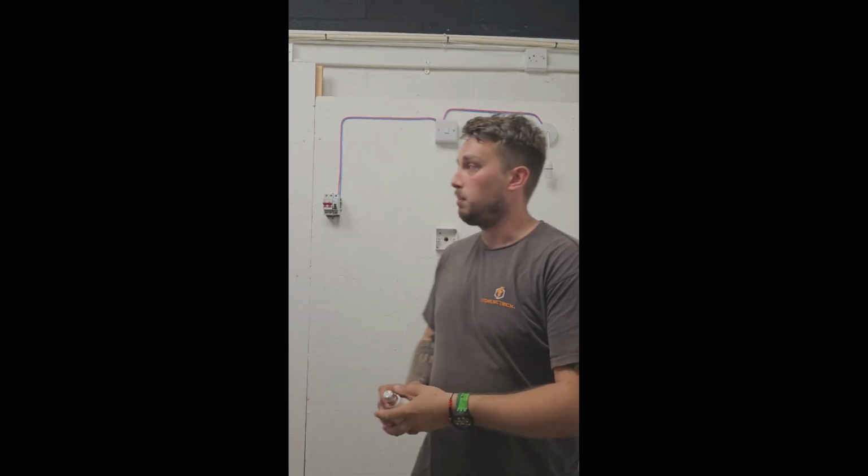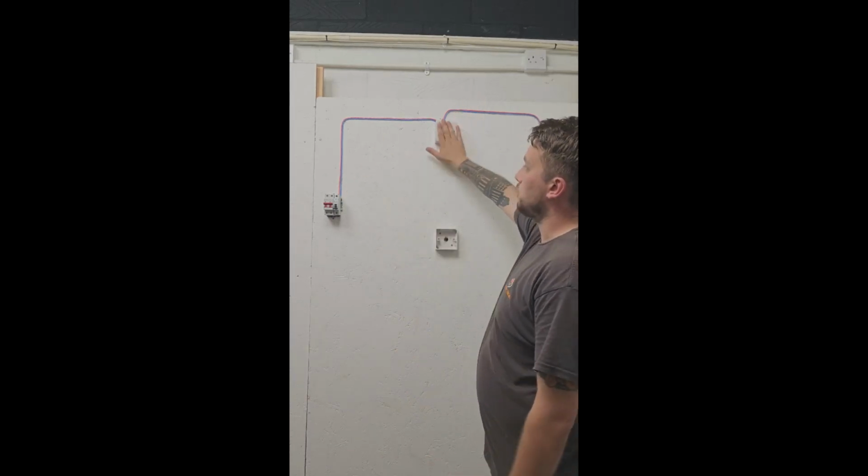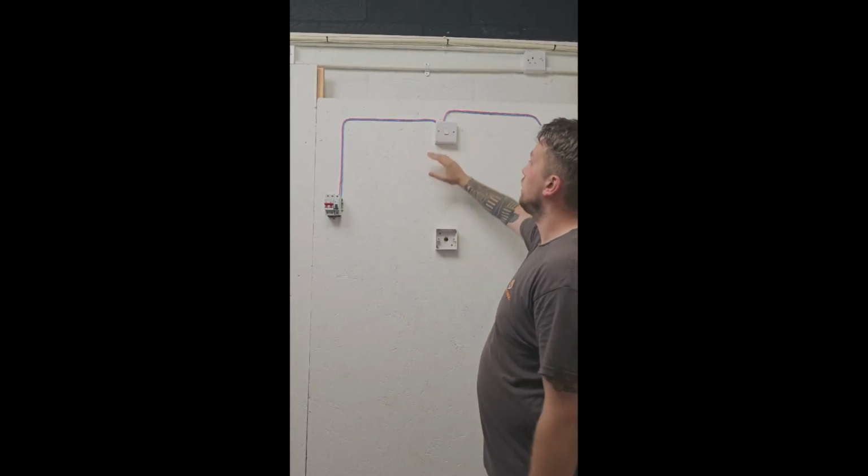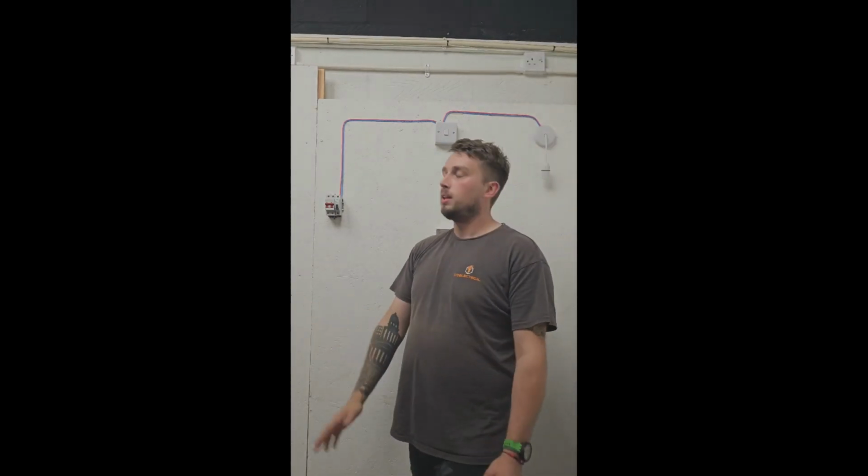So this is what you'd predominantly probably see on a new build, where you've got your line and your neutral going to your switch. So this would be switch fed, and then from your switch, you've got your 2-core cable going up to your pendant.